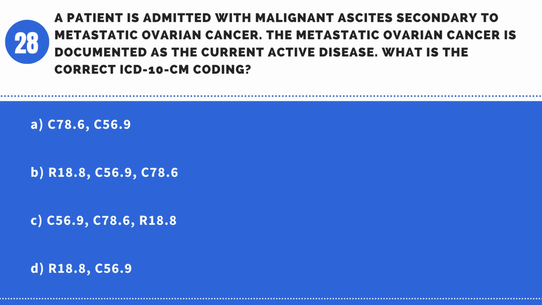Question 28. A patient is admitted with malignant ascites secondary to metastatic ovarian cancer. The metastatic ovarian cancer is documented as the current active disease. What is the correct ICD-10-CM coding? A. C56.9, C78.6. B. R18.8, C56.9, C78.6. C. C56.9, C78.6, R18.8. D. R18.8, C56.9. Answer C.